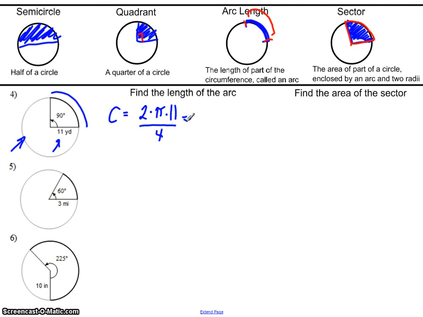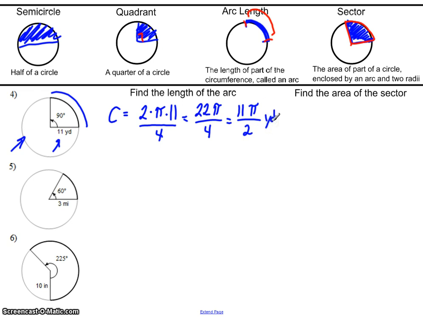So let's see. To do this in exact form, I will do 2 times 11, which is 22. I'm going to leave the pi. Remember, in exact form, we have to leave that and put over 4. I guess I could simplify that fraction. 22 over 4, that's 11 over 2. And again, I will leave that pi symbol there. So that arc length in exact form is 11 pi over 2 yards.